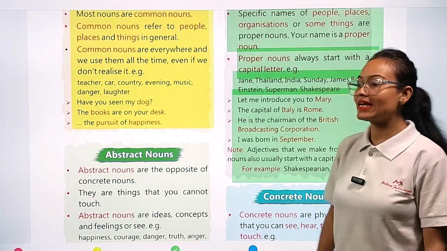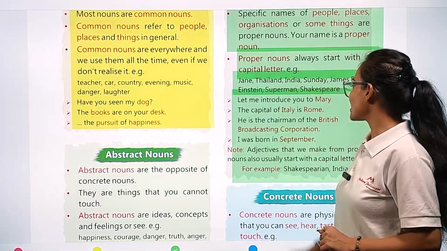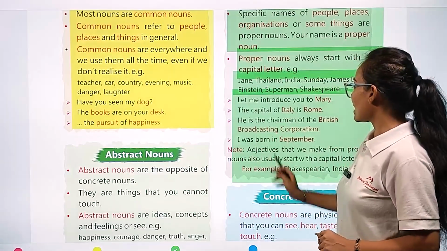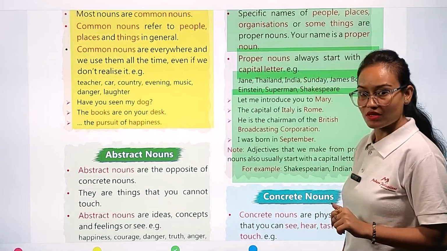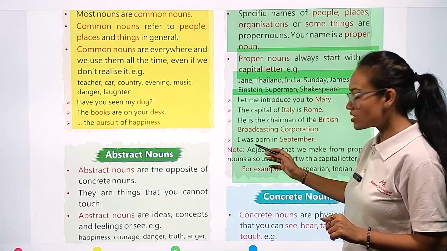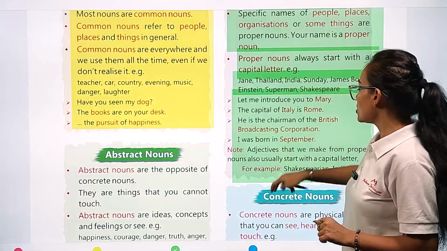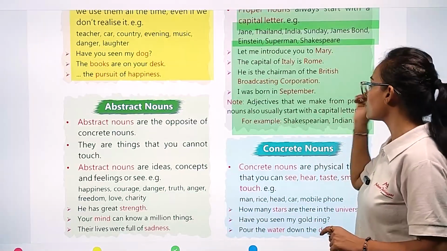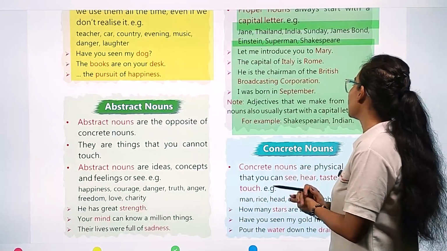The capital of Italy is Rome. He is the chairman of British Broadcasting Corporation. I was born in September. Okay, so all this comes under the category of proper noun. Note, adjectives that we make from proper noun also usually start with a capital letter.